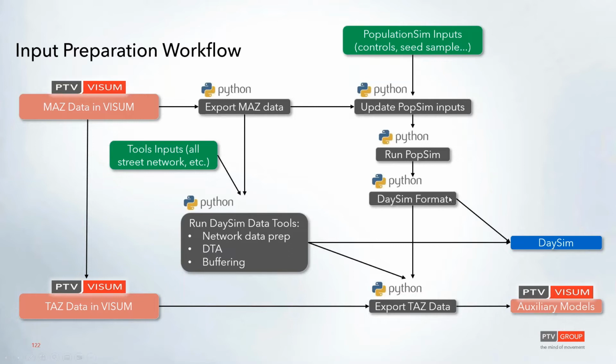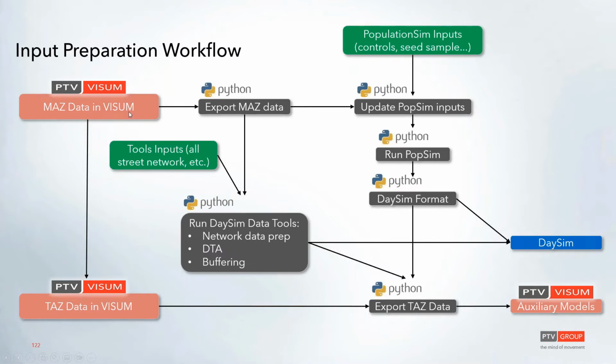But one thing to note here is, if you're skipping population sim, then you need to know if there are any other processes that depend on population sim inputs, and if yes, then you might need to run population sim. Or if you're updating the mass data, then what processes are dependent on the mass data update? Population sim and DaySim data tools are both dependent on mass data. So if you make changes to your mass data, both of these would need to be rerun.